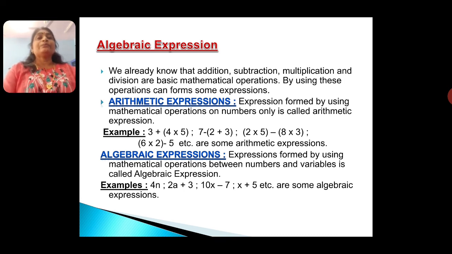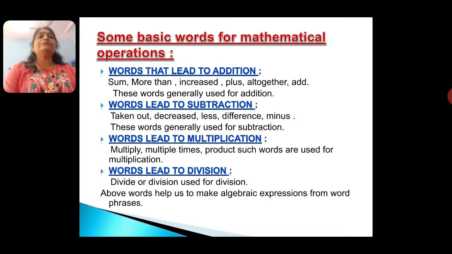Now, algebraic expressions. Expressions formed by using mathematical operations between numbers and variables are called algebraic expressions. Students, in algebraic expressions, we use both numbers and variables, and the mathematical operations apply on both. Some examples of algebraic expressions are 4n, 2a plus 3, 10x minus 7, x plus 5, etc. Here n, a, x are the variables.